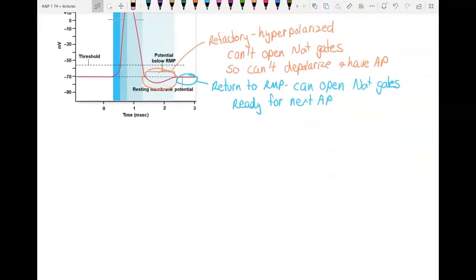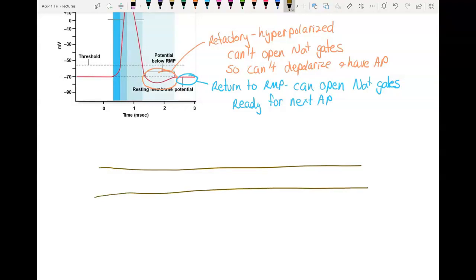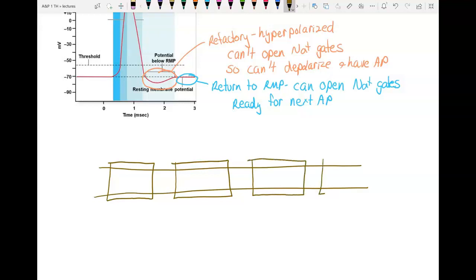So let's look at how that works in the neuron to keep the signal moving in the right direction. Suppose here's an axon. And remember, the axon has its myelin. And we have action potentials in the nodes. So we're going to say here is node 1, node 2, node 3, and node 4. So node 1 has an action potential. So we're going to have an action potential here in node 1.